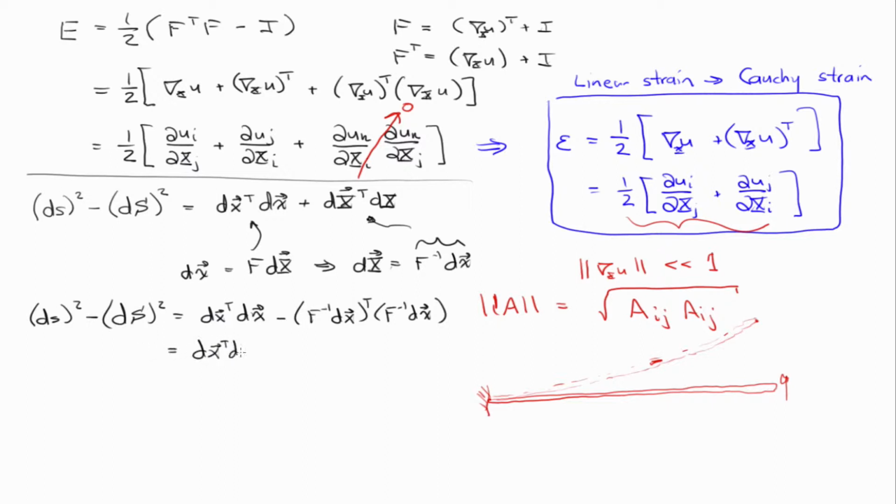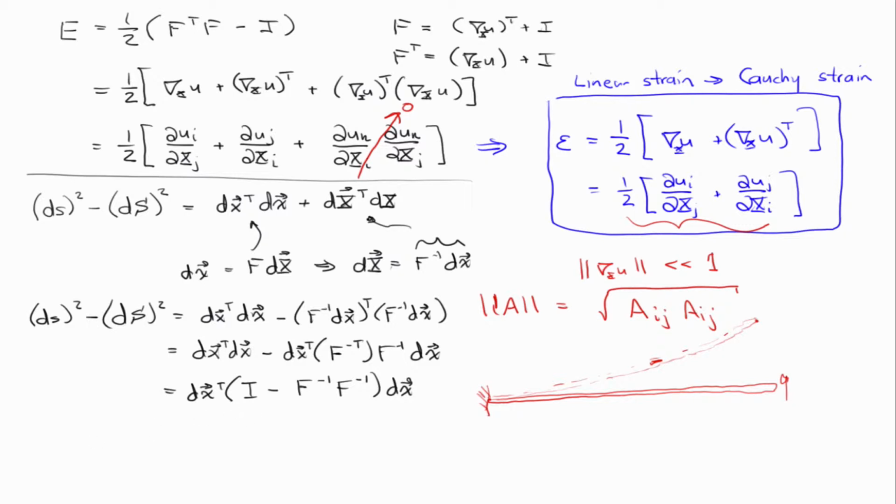That's equal to, using the same thing, the transpose of a product is the transpose of each of the components with the order reversed. So I'm going to have dx transpose F inverse transpose F inverse dx. Whenever I have minus transpose, that's inverse transpose. We can factor out the dx's. So it looks close to what we had before, but a little bit different.